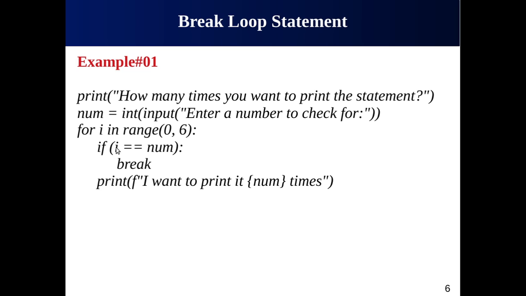The initial value of i is 0. Is 0 equal to num? 0 is equal to 3? No, the condition is false. Then the break will not be applied. We will print this statement, "I want to print it 3 times." So this statement will be executed on the screen. Next, move here. Increment the value of i by 1, which happens automatically inside the for loop.